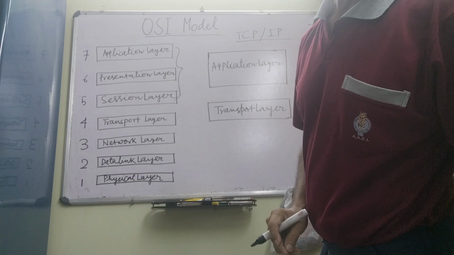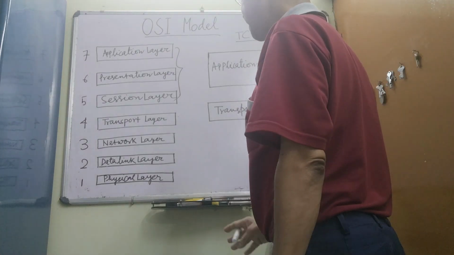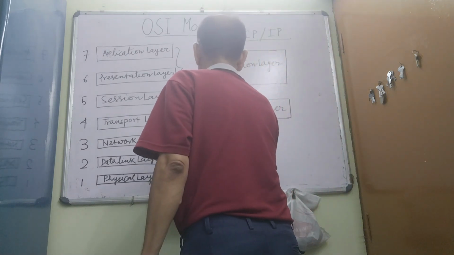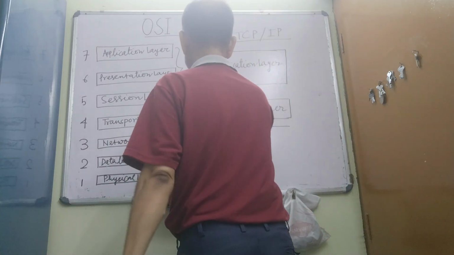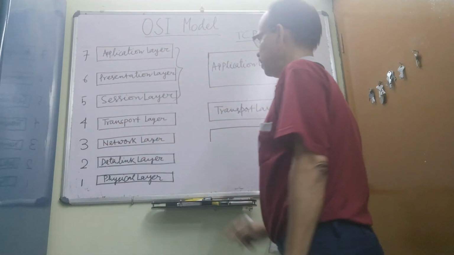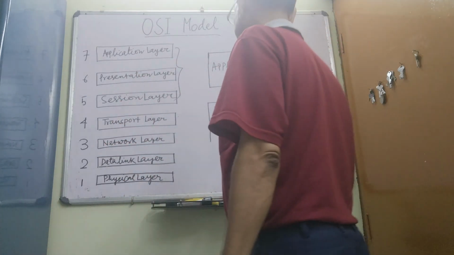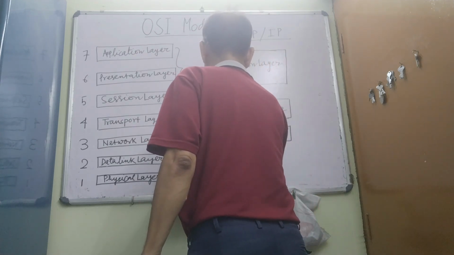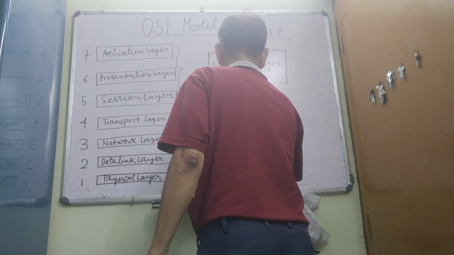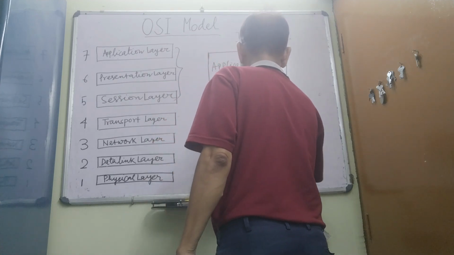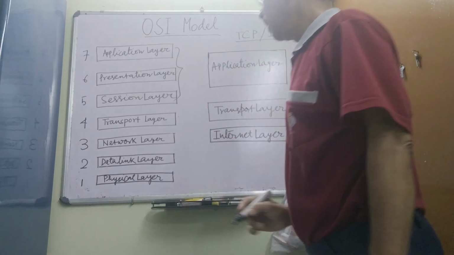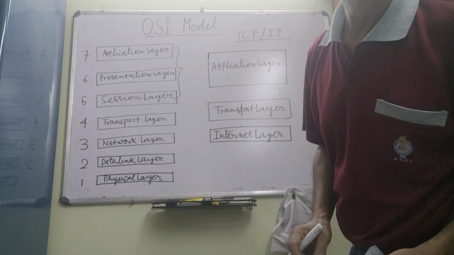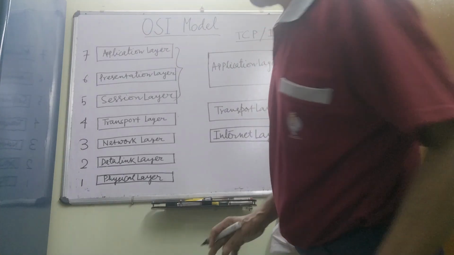And next is the network layer, which is known as the internet layer. The transport layer stays the same, and the network layer is known as the internet layer. And the data link layer and physical layer combine into the network access layer.